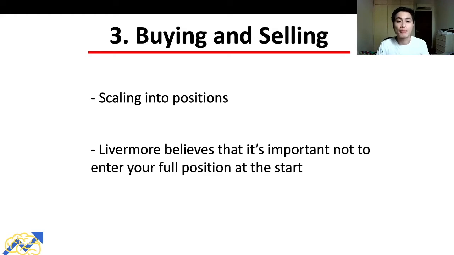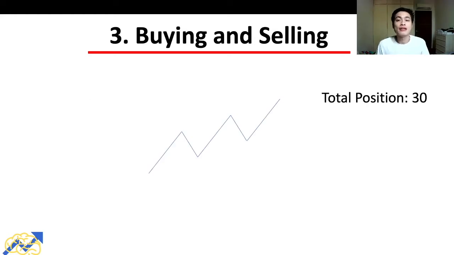Let's take a look at an example. Say we want to buy this stock, and we have determined that the total number of shares that we want to buy in this company is 30. So Jesse Livermore's strategy and what he would suggest is that we stagger our buy positions. So at the start, we want to buy 10 shares at $10. And as prices continue to go up, we want to add our positions.